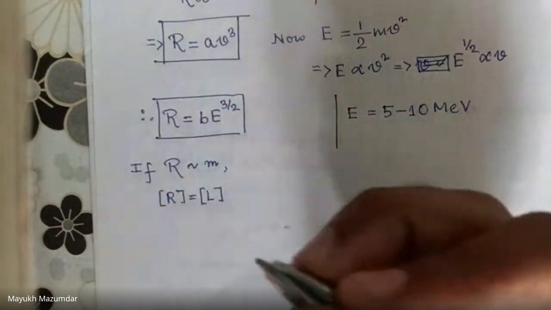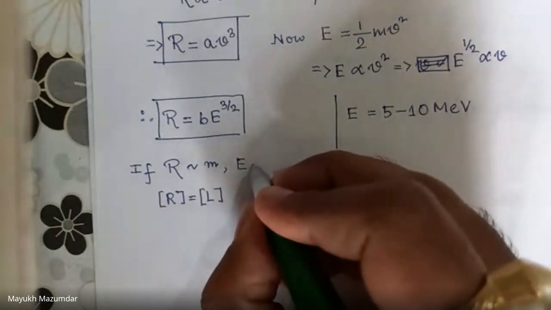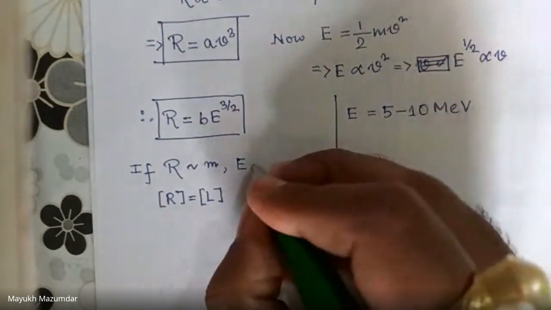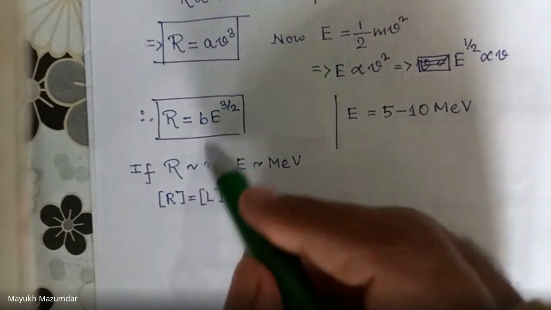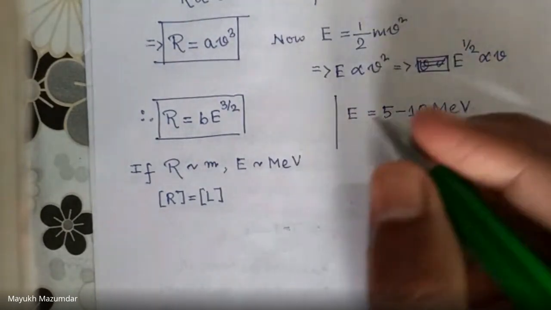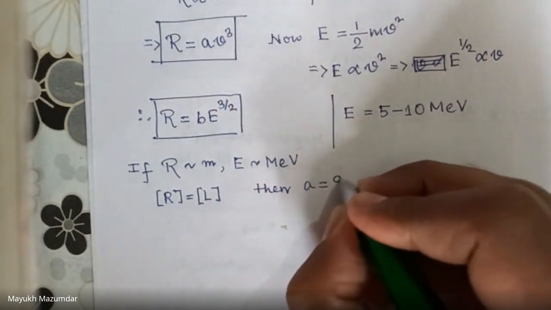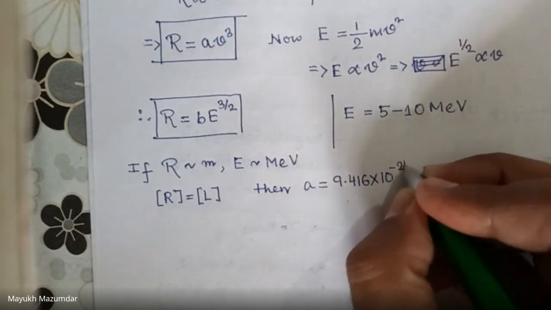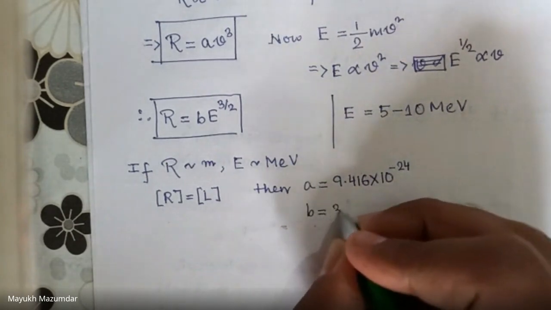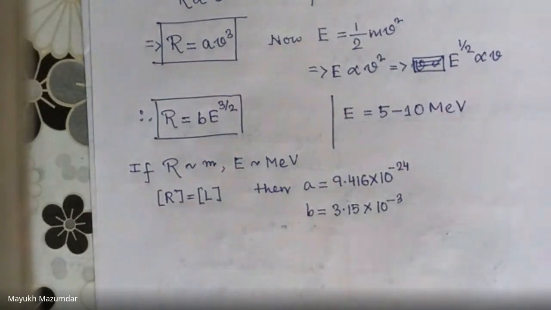So in the SI system, if I express range in terms of meter and energy, as I have already told you, in nuclear physics the most acceptable and convenient unit is MeV, million electron volts. If we express range and energy in these units, and velocity in meter per second, then we get A equals 9.416 into 10 to the power minus 24, and B would be 3.15 into 10 to the power minus 3. So these would be the values of the constants.